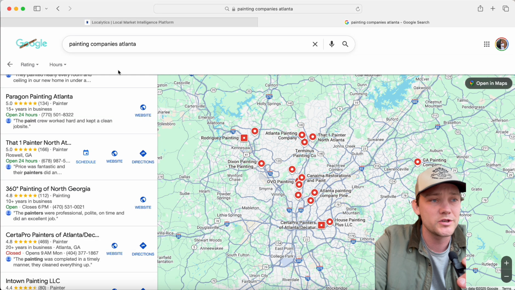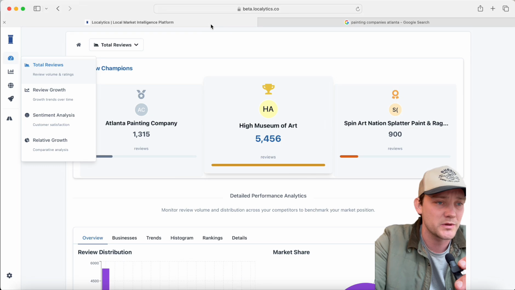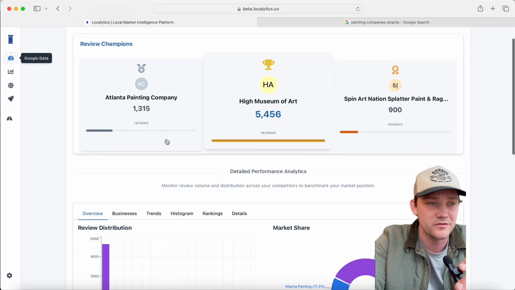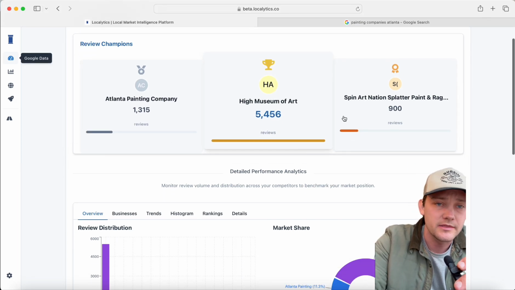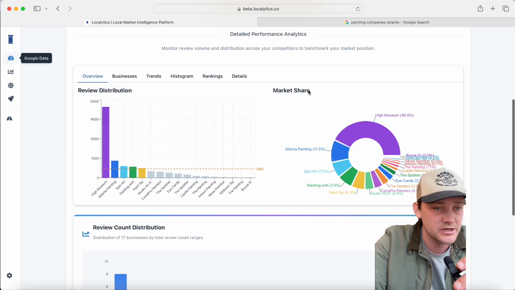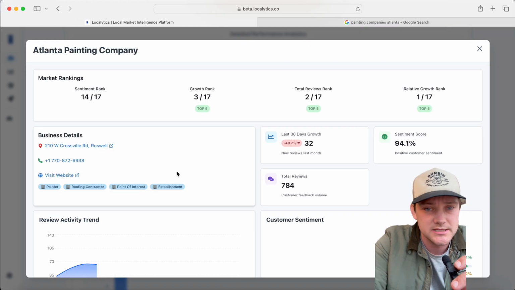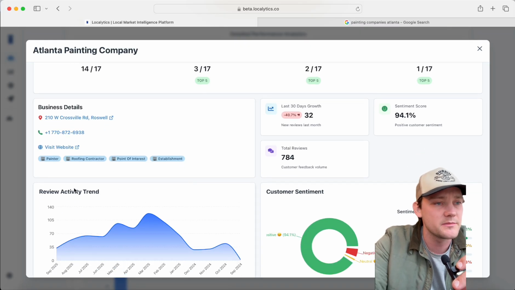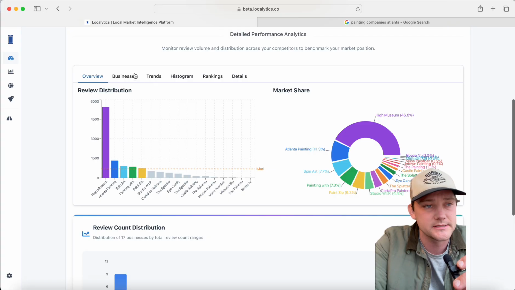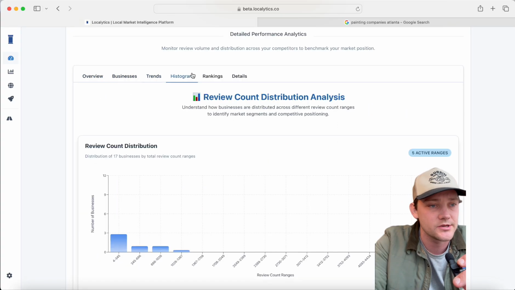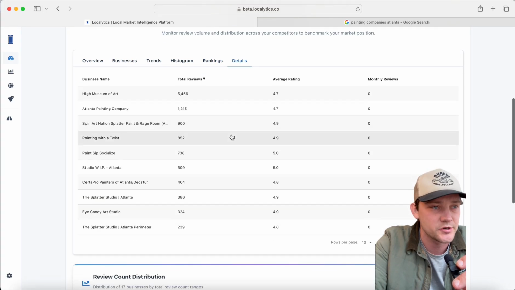But either way, going to the market authority or total reviews page, we can look at it. Okay, here, this guy has the most reviews. This guy has the second most reviews. This one has the third most. In descending order, you can look. This one has far and away the most. You can go down the line. You can click on each one of these businesses. You can see more details about them. But it is important to know, and you can click on businesses, trends, histogram, ranking, details, and see all of the details here as well.